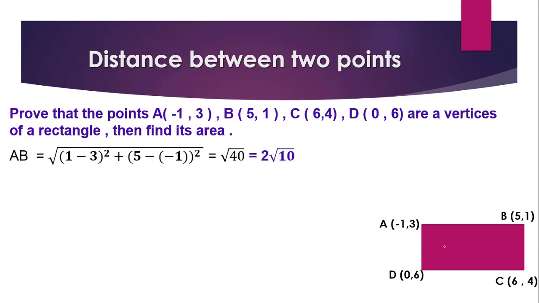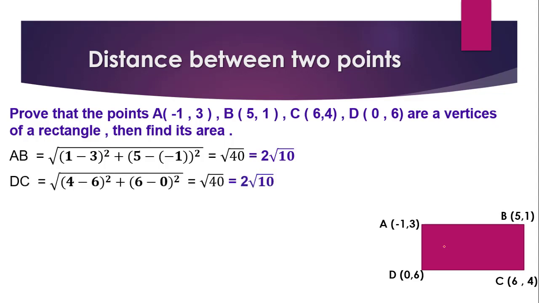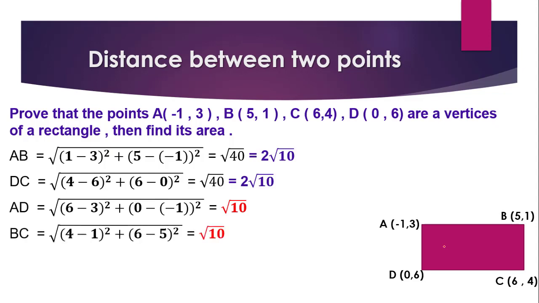So I'll calculate each of them by the same rule: the square root of the difference in y all power 2 plus the difference in x all power 2. The first side AB is 2 root 10. By the same rule, DC will be 2 root 10 also. AD is root 10 and BC is root 10. So DC equals AB, and also AD equals BC. And in addition, until here, this quadrilateral is a parallelogram.